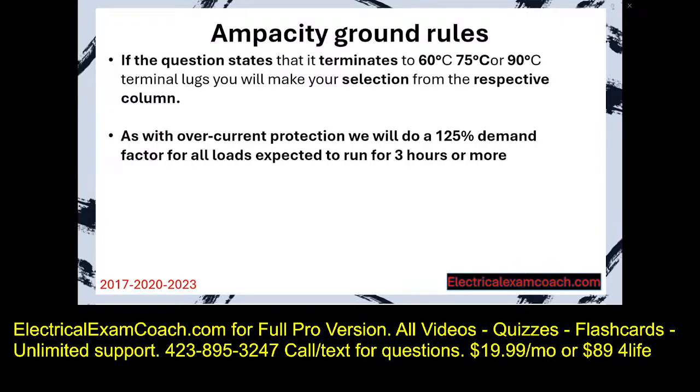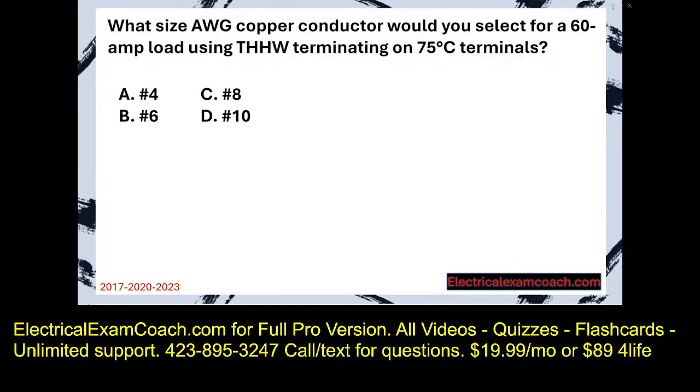And as with overcurrent protection, we're going to do a 125% demand factor for all loads that are expected to run for 3 or more hours. Remember our continuous load rule? That carries over into wire sizing as well. Let's get to it. What size AWG copper conductor would you select for a 60 amp load using THHW terminating on 75 degree C terminals?